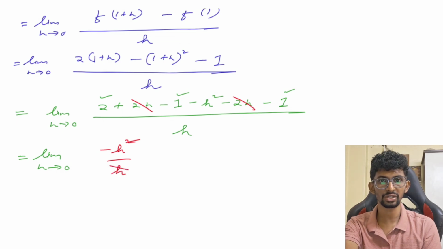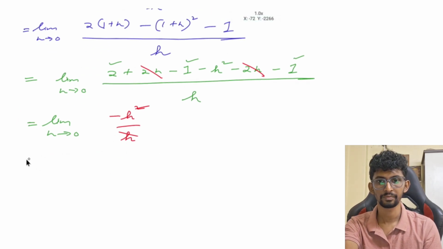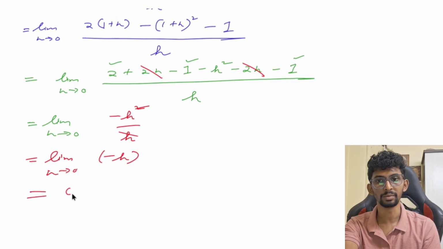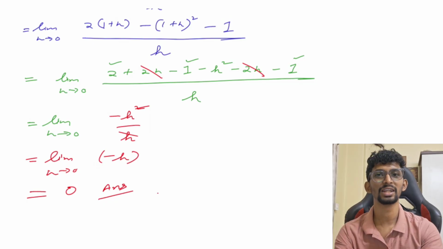Now we can cancel h. So we will get limit of h tends to 0 of minus h. Now you can simply put 0. So it will be 0. So this will be our answer. Hope this concept is clear to you now.